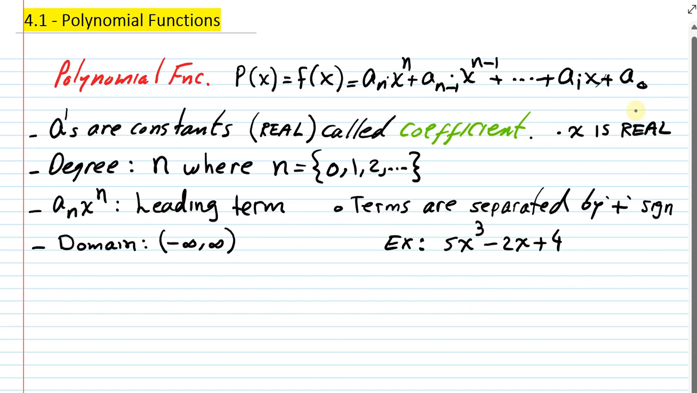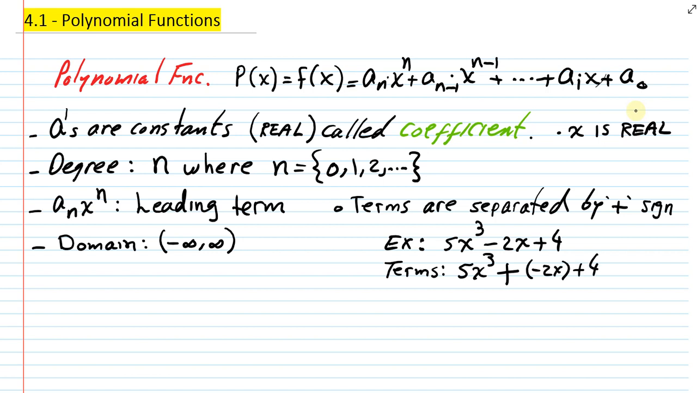And let's say for this one, what are the terms? Remember, terms are separated by plus signs. So that's going to be 5x cubed plus negative 2x plus 4. And those are the plus signs we're talking about. So the terms are 5x cubed, negative 2x, and 4. Those are the terms of this polynomial. Okay, and now that I have the pluses, I can change these pluses with commas, and those become the terms of the polynomial.